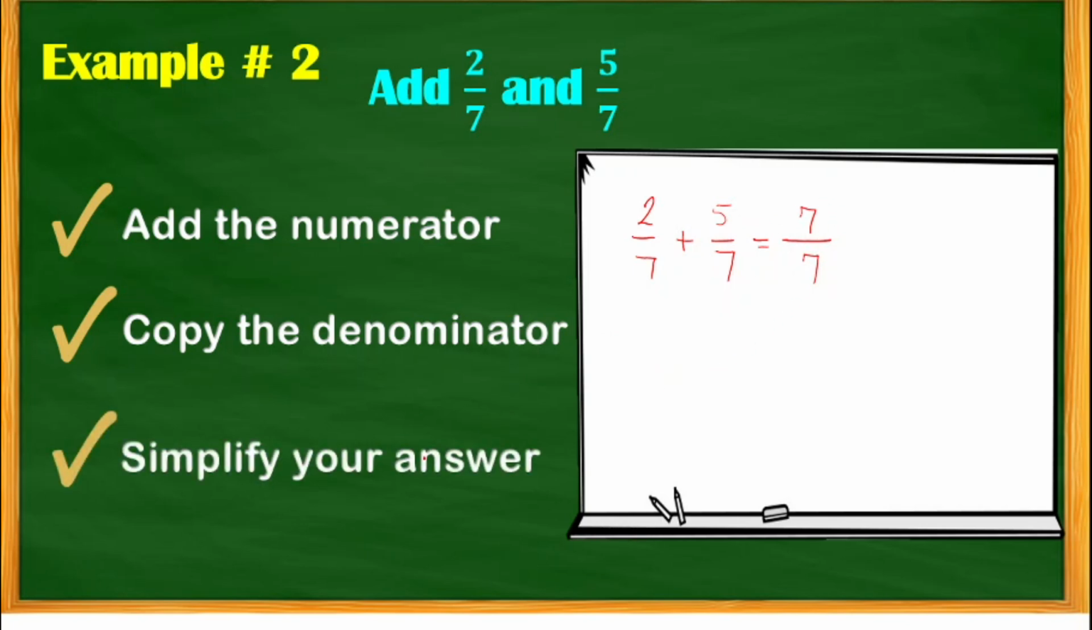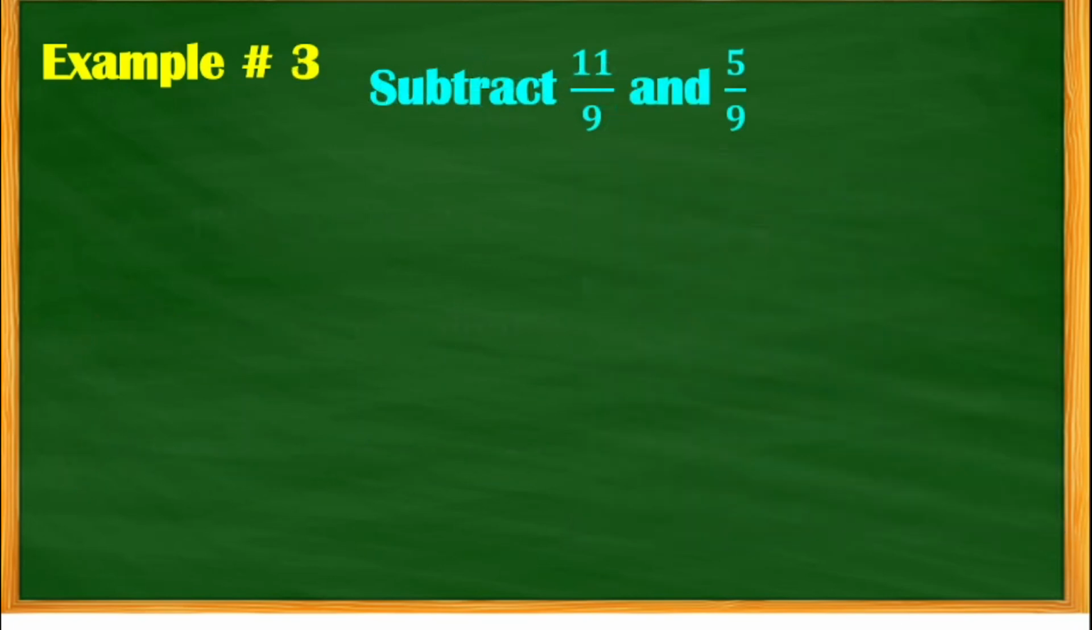We're going to simplify our answer. Is there any common factor between 7 and 7? Very good. We have a common factor, 7. So 7 divided by 7 is 1. And then 7 divided by 7, the answer is 1 also. So 1 divided by 1, the answer is 1 because 7 sevenths is 1 whole. So the answer is 1. Okay, very good, grade 4 pupils. You have very good observation of that.